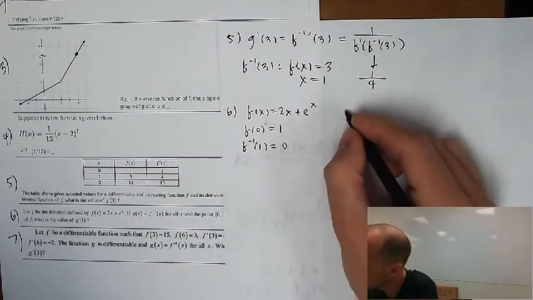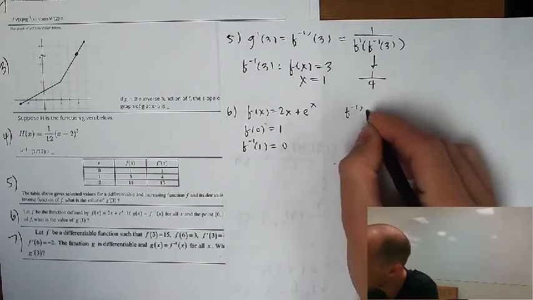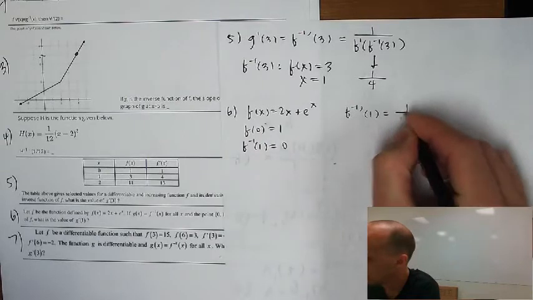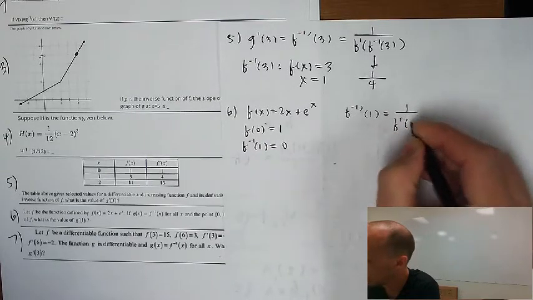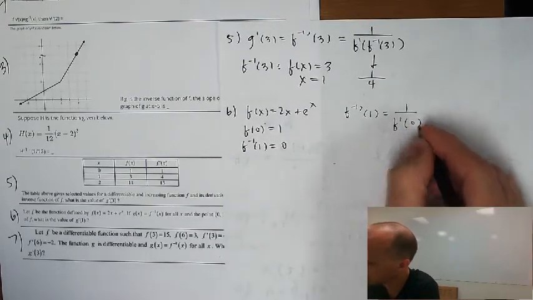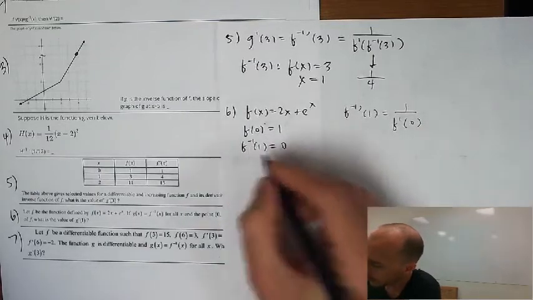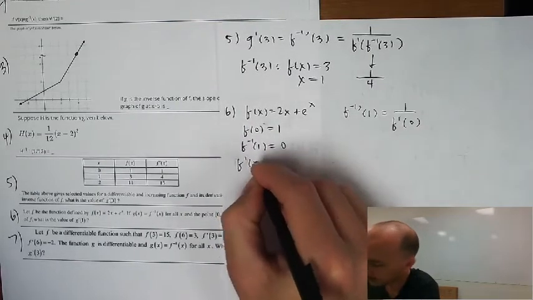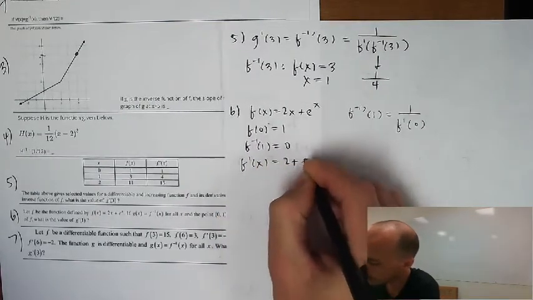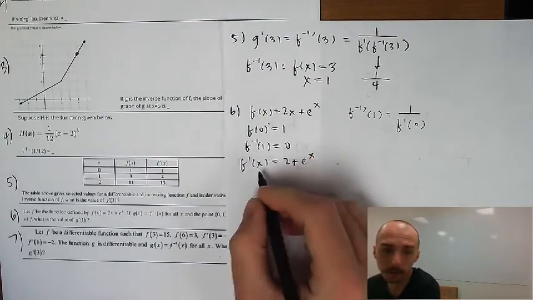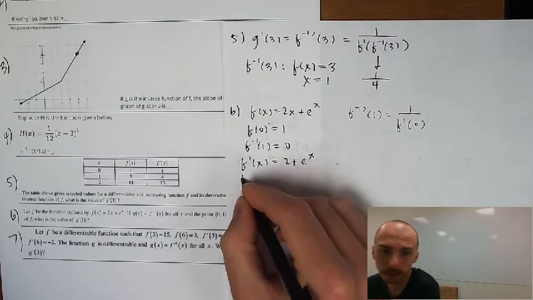Yeah, definitely they want g prime of 1, so that's f inverse prime of 1. That's going to be 1 over f prime of f inverse of 1. So that'll be f prime of 0. f prime of x is 2 plus e to the x, meaning f prime of 0 is going to be 2 plus 1 is 3.